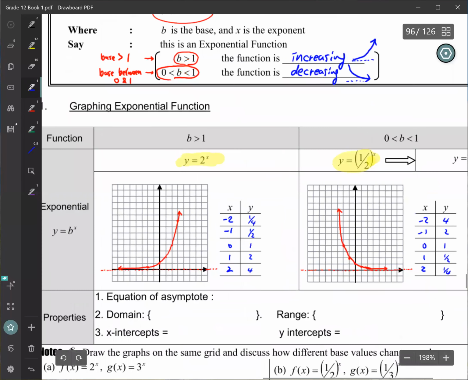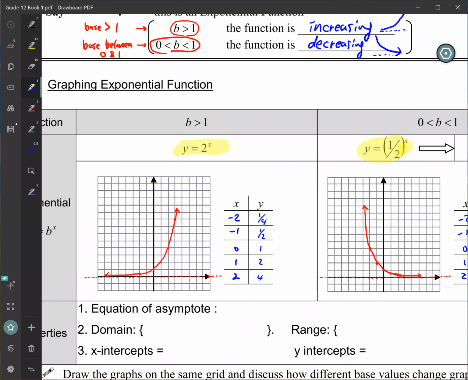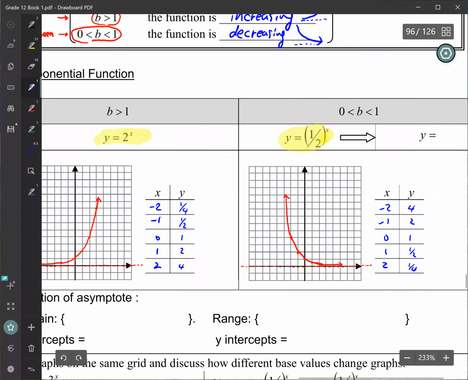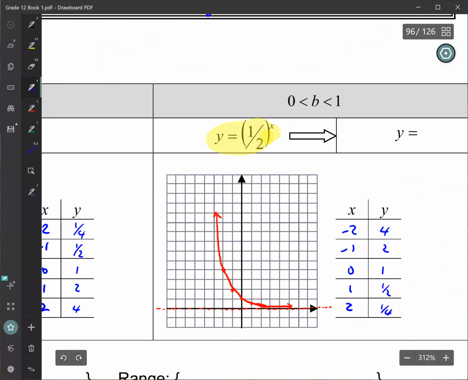What other ways can you describe what happened to the second graph? How do you make the first graph become the second graph? Using transformation. RST, which one will make the first one become the second one? Anyone? Reflect over y. Yep, reflection over y. Very good. Okay, so let's write that over here. Reflection.